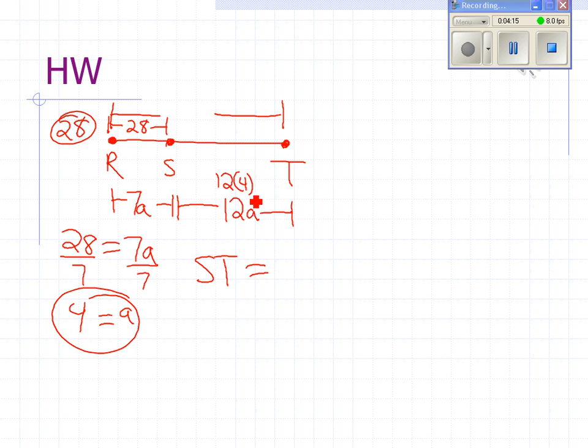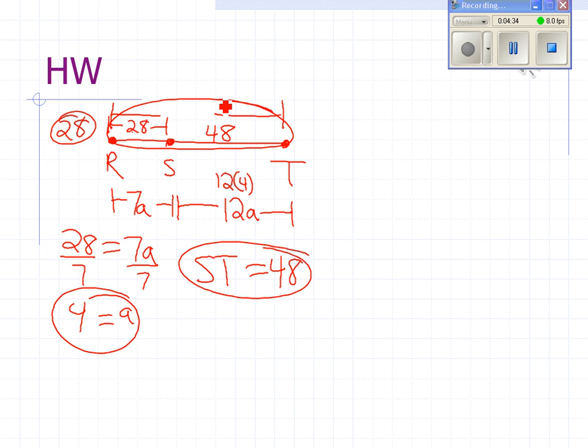How long is ST? What's 12 times 4? 48. Could we also go back and figure out how long the whole thing is now? We know that this part's 28, this part's 48. Could you now figure out how long the whole segment has to be? Yeah, just add those two together.